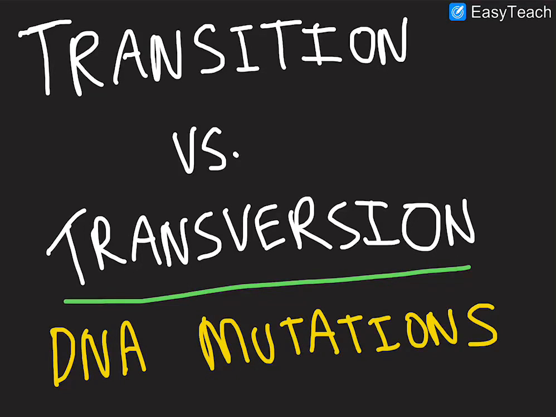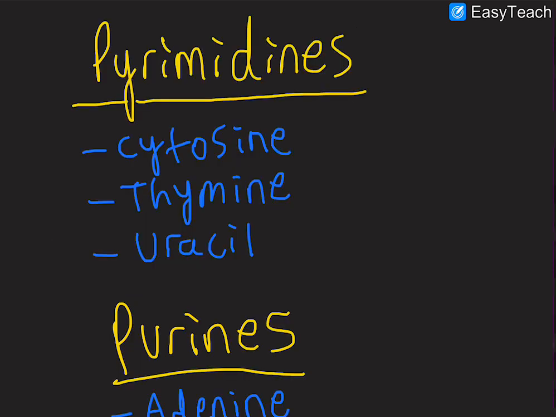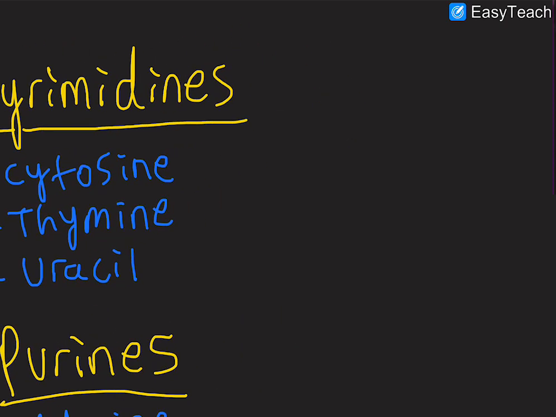Alright guys, welcome back to Underground Science, and in this video we're going to be talking about transition versus transversion mutations, okay? This shouldn't be that long of a video because what we need to know right away is that transition mutations are basically when you go from purine to purine or pyrimidine to pyrimidine, okay? And then transversion mutations are when you go from purine to pyrimidine or pyrimidine to purine, okay?